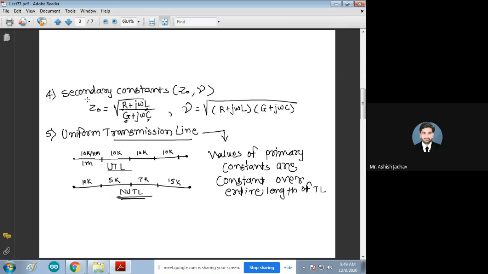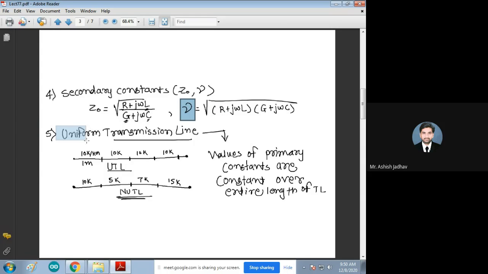Then secondary constants. In secondary constants, we have Z0, the characteristic impedance, and the propagation constant. Here the Z0 definition is already mentioned, but if you observe this Z0, it is totally derived from R, L, G, and C. That means it is totally derived from primary constants. That's why it is a kind of secondary constant. Then gamma is the propagation constant. Again, it is completely derived from R, L, G, C. So it is also referred to as a secondary constant.